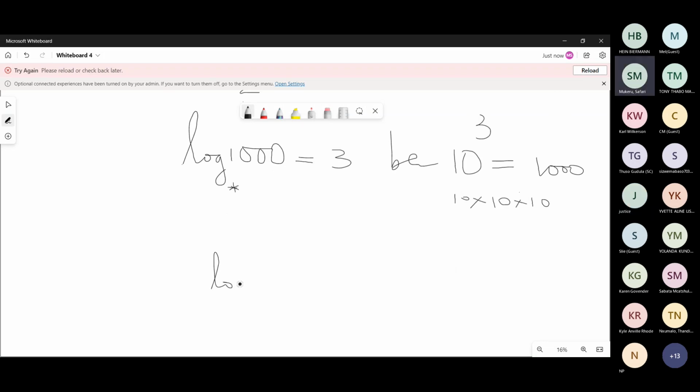What is the logarithm of 0.1? Log of 0.1, what is that? Minus one, yes. The basis here is 10. This is negative 1. Why? Because the basis is 10, and 10 power negative 1 is equal to what? This is 1 over 10, and 1 over 10 is equal to 0.1. This is the function logarithm in general.